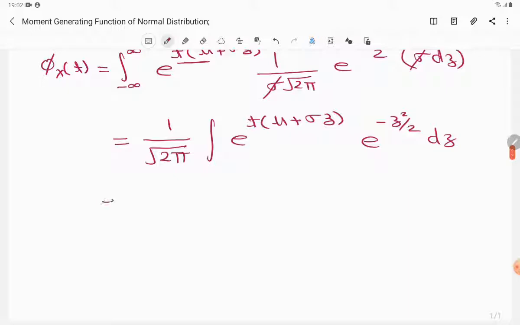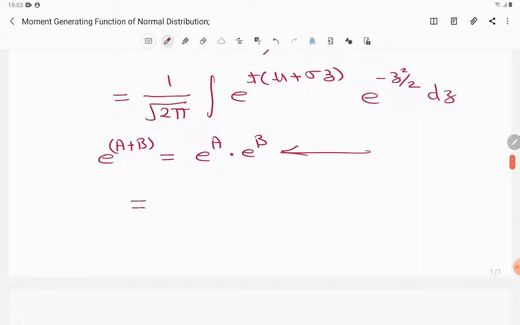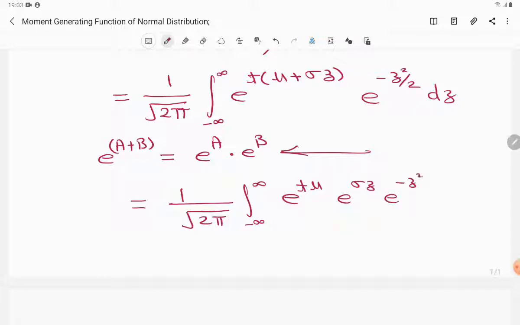Now if I have something like e power a plus b, then this one I can write as e power a into e power b. This is a very simple property which all of us are aware of, and I am going to use it again and again in this derivation. So now I can write this first term as 1 by root 2 pi, and then this integration is between minus infinity to plus infinity, and then e power t mu into e power sigma z into e power minus z square by 2.